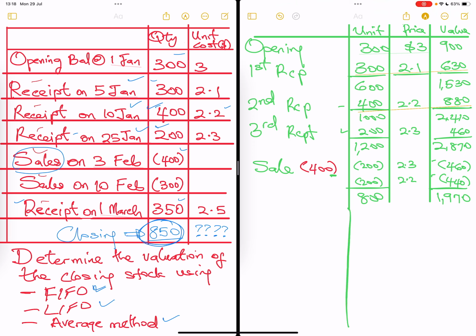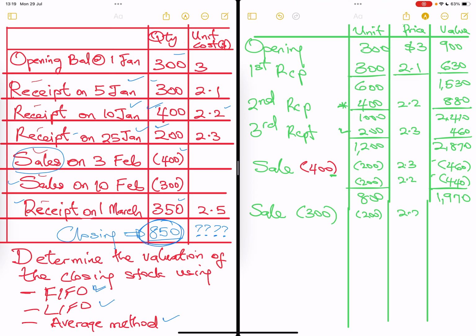We keep going because that is not the end. There are more activities that took place. Another sale happened on 10th of February, and this time around 300 units. Remember, out of this one, we have 200 left. That's the first thing we need to sell here, and we'll be selling it at 2.2. And with that, we are done with this batch.